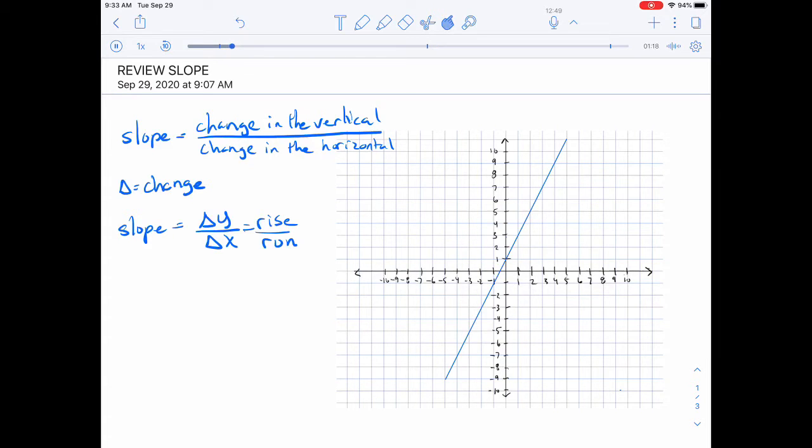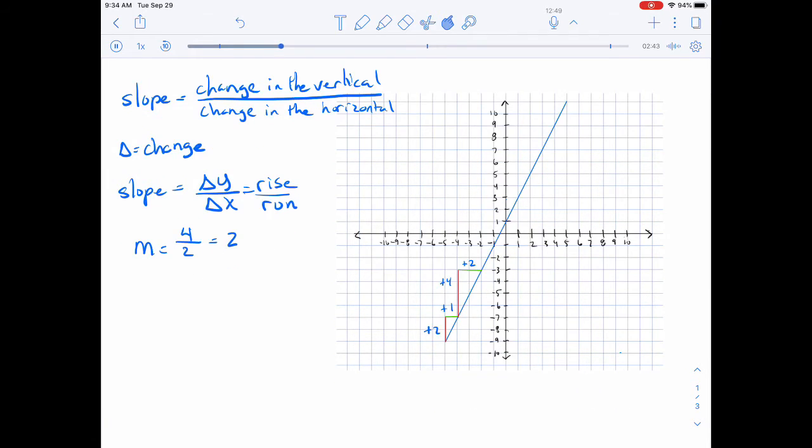Let's determine the slope from this graph. We are going to change 2 in the vertical direction for every 1 unit of change in the horizontal direction. If we went up 4 units, we would be going over 2 units. So our slope would equal a change in y of 4 over a change in x of 2, which is equivalent to 2.